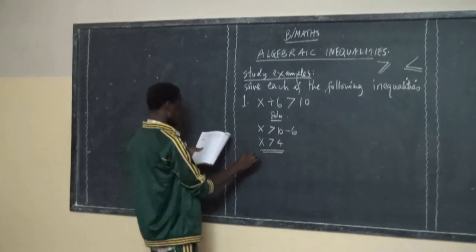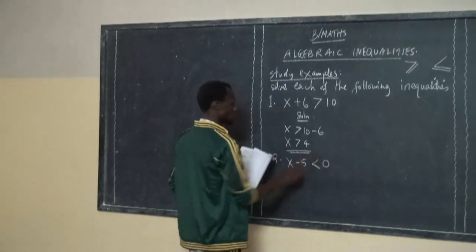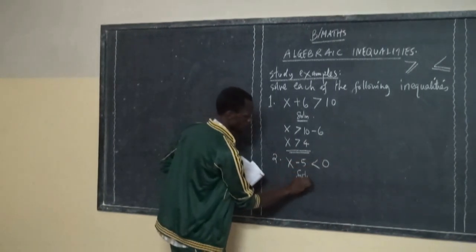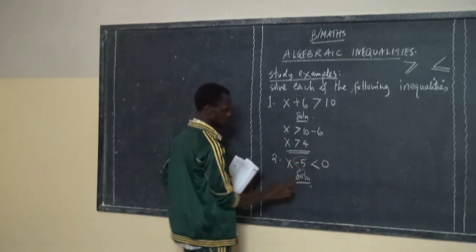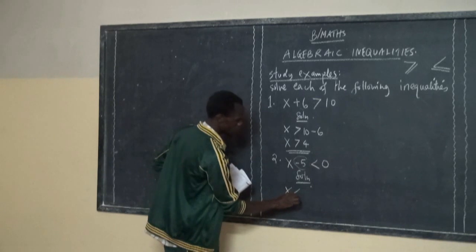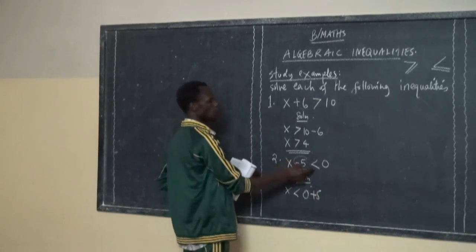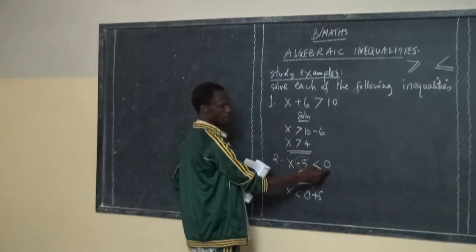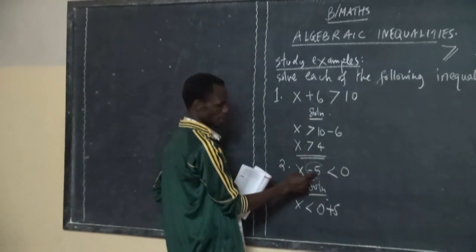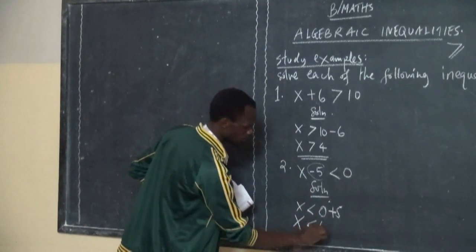Question number 2: you have x minus 5 is less than 0. Now the same applies to this one. You collect the like terms. Now you have x is less than 0 plus 5. Why is it positive? Because we treat this as an unequal side, and when we take it to the other side, it becomes positive. Then x is less than 5.